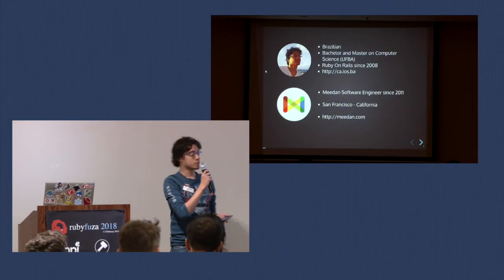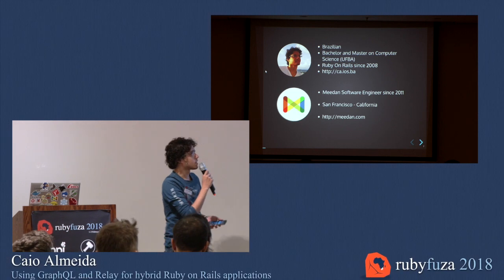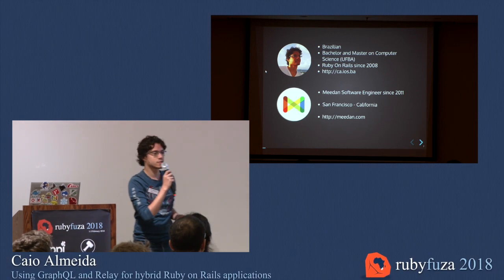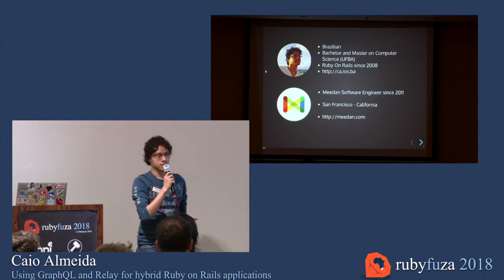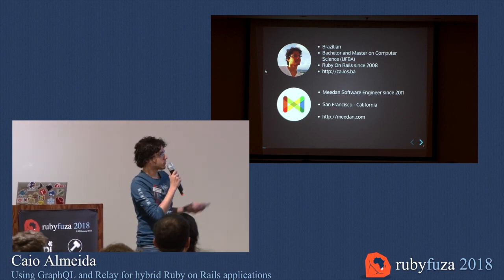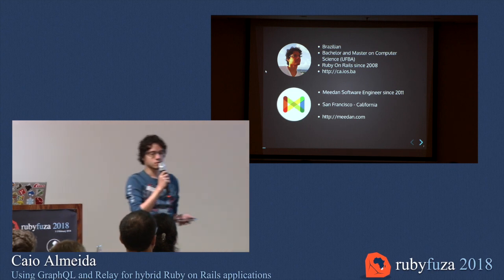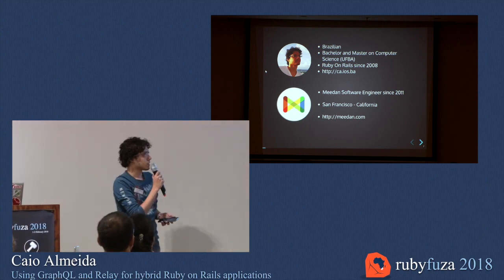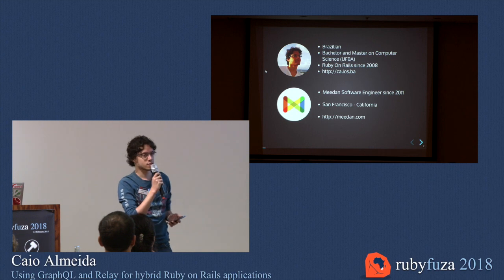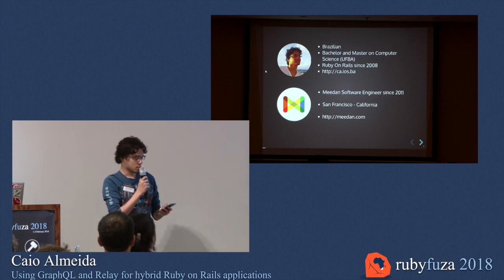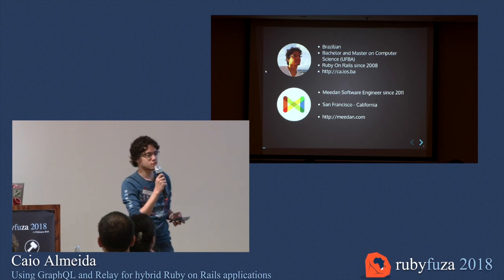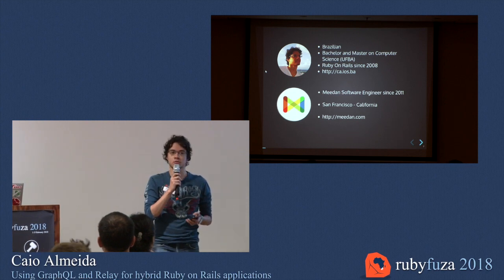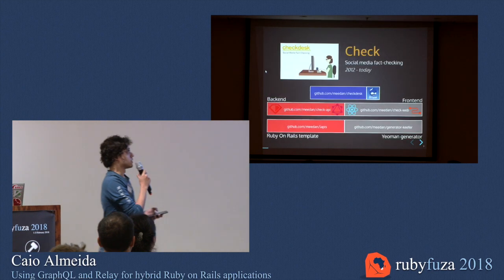My name is Caio. I'm from Brazil. I have a bachelor and master degrees in computer science, and I've been working with Ruby and Rails since 2008. I work for a company called Midan in San Francisco, where I've been an engineer since 2011, and have been working with Rails there since 2014. So it took me 3 years to convince them to migrate.